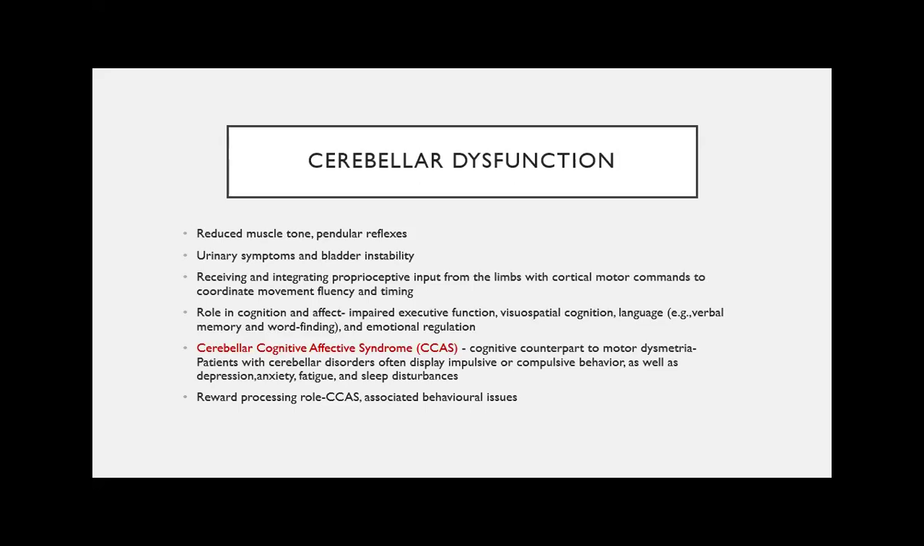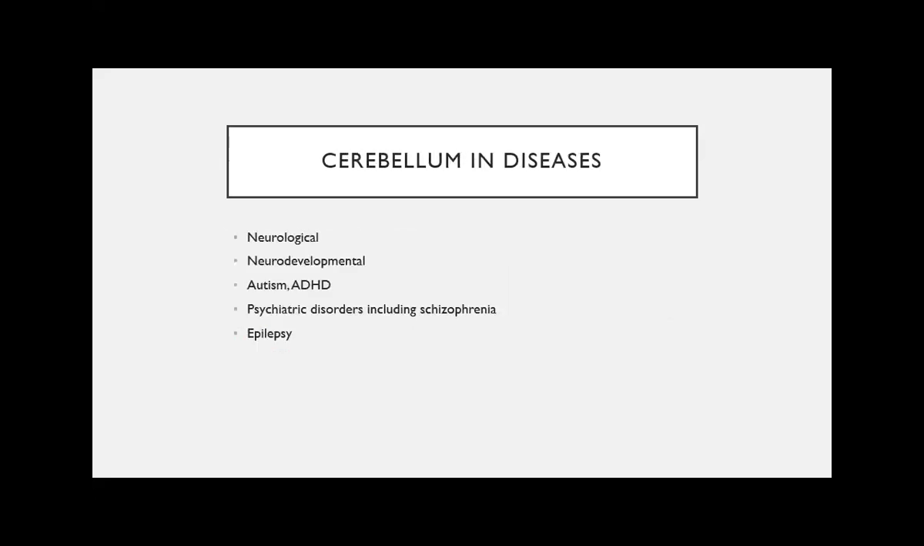It also has roles in cognition and affect. That is, if the cerebellum is involved, it impairs executive function, visuospatial cognition, language, and emotional regulation as well. There is an entity called cerebellar cognitive affective syndrome, a cognitive counterpart to motor dysmetria, where patients with cerebellar disorders display impulsive and compulsive behavior, along with depression, anxiety, fatigue, and sleep disturbances. This can be attributed to the reward processing role of the cerebellum, which is involved in CCAS as well as associated behavioral issues in cerebellar disorders.